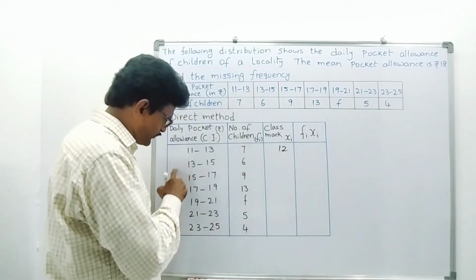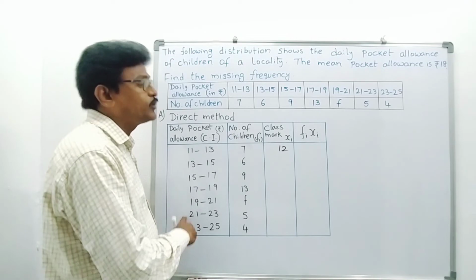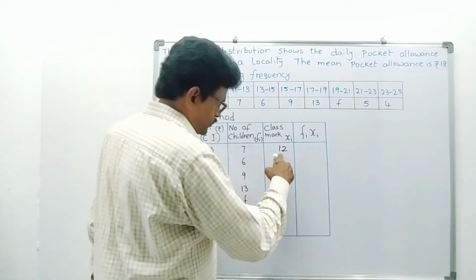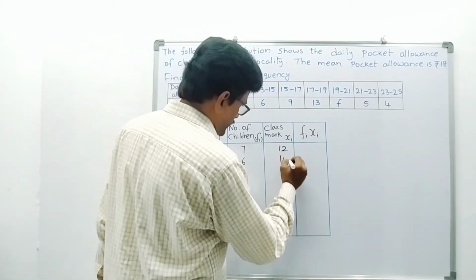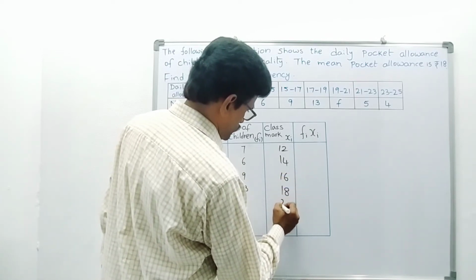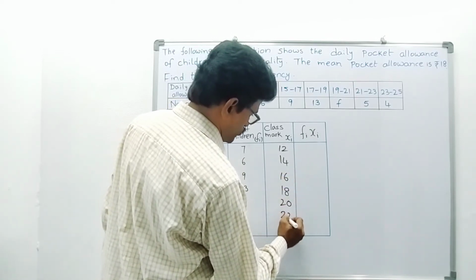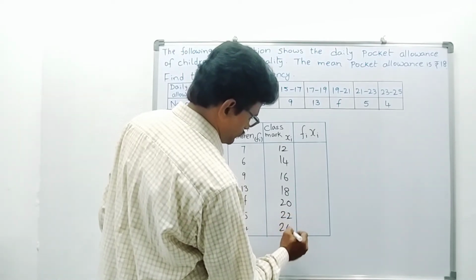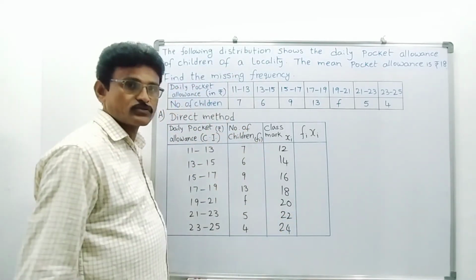Now here, 2 difference is there. See, class size is 2. So you have to add 2 to here. After 12 you will get 14. Next 16, 18, 20, 22, finally 24. Okay, these are the mid values.